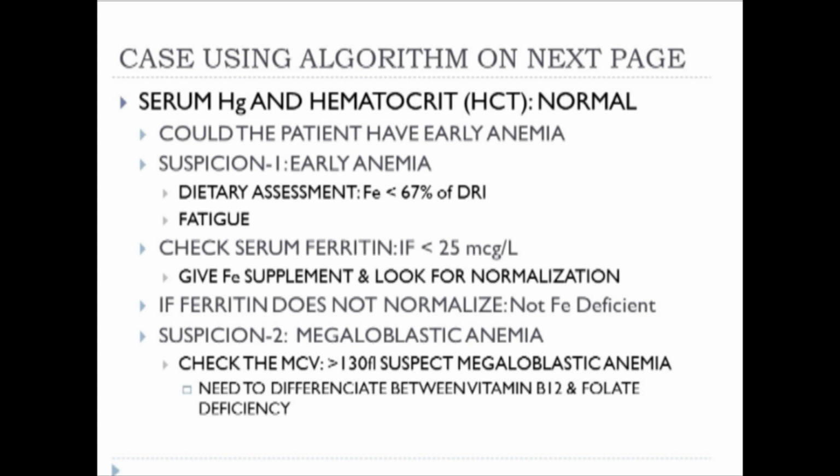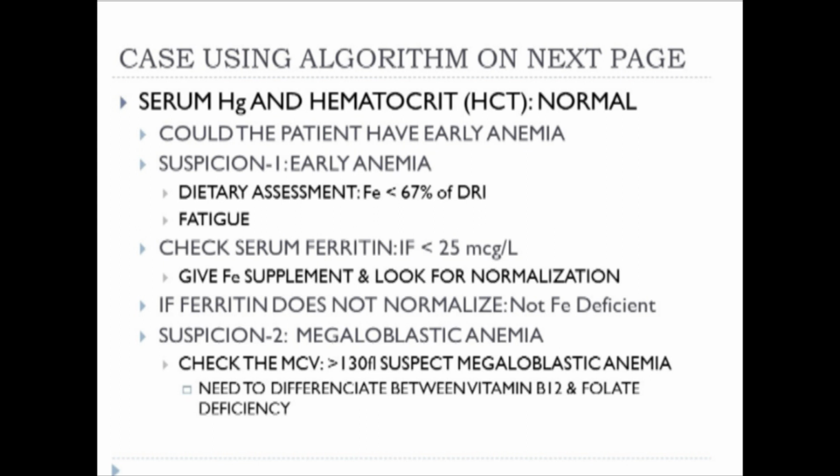Now, we could also check serum ferritin. Ferritin is a very good value to check because it's very sensitive to early iron depletion. So if the values are less than 25 micrograms per liter, we can then give an iron supplement and look for the normalization of ferritin. We would leave it at the normalization of ferritin. If the ferritin does not normalize, then we could probably conclude that there is no iron deficiency taking place.